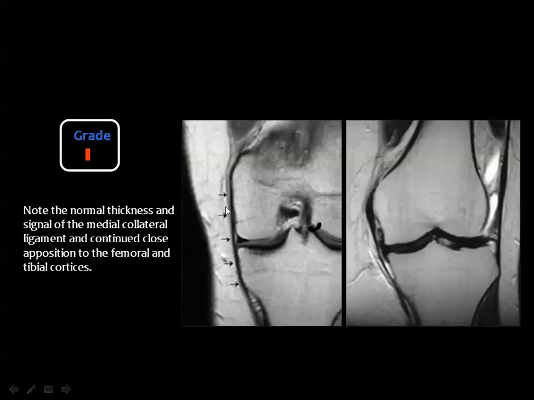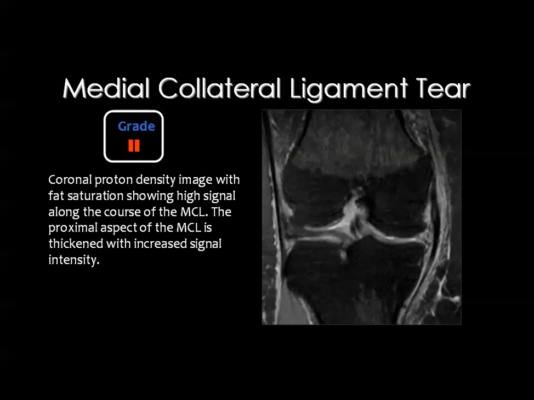You can identify the medial collateral ligament by looking in the notch at the horizontal part of the posterior cruciate ligament, which is attached to the inner aspect of the medial femoral condyle. And you remember that the anterior cruciate ligament is intimately related to the lateral femoral condyle. This is the medial collateral ligament. Grade 1 injury means that the medial collateral ligament is intact, but there is some fluid signal along its course. This is known as grade 1 medial collateral ligament injury.